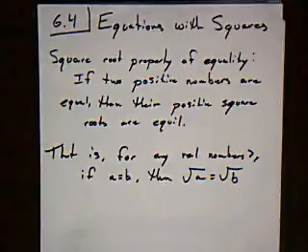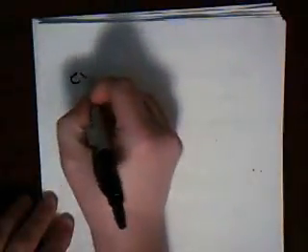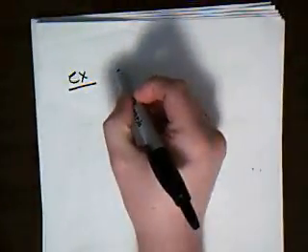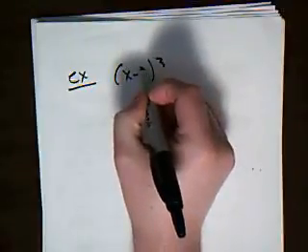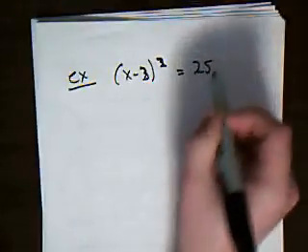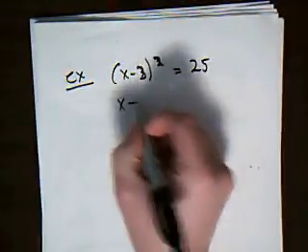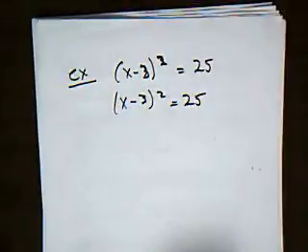So we're going to start with an example. If we had something like x minus 3 squared equaling 25. That's a little messy. Let me write it again. x minus 3 quantity squared equaling 25. If we had something like that, where would we even start? As of right now, you wouldn't have any tools to be able to solve this sort of equation.